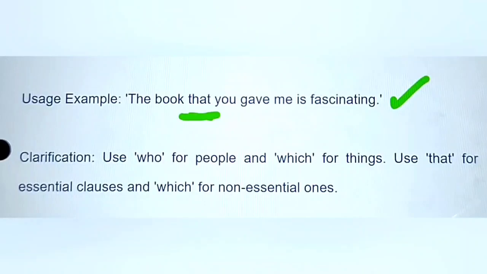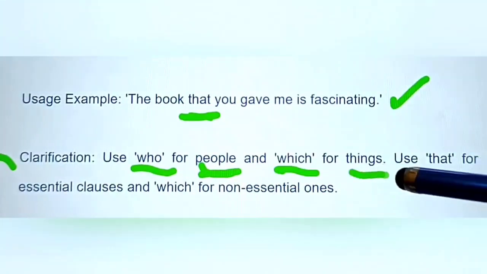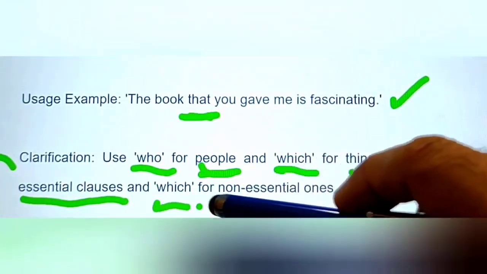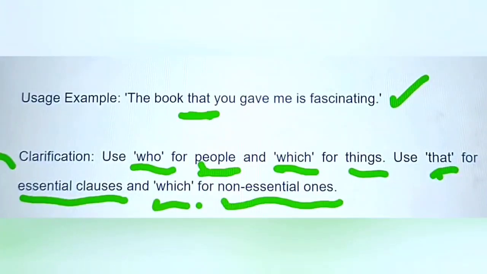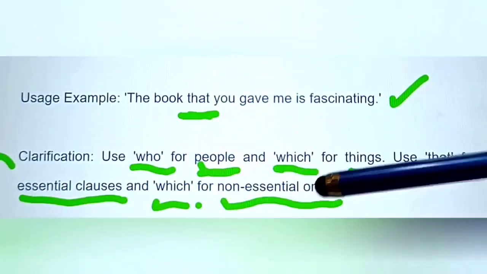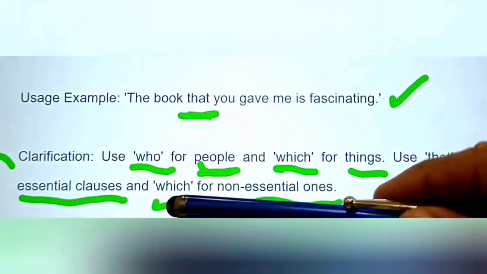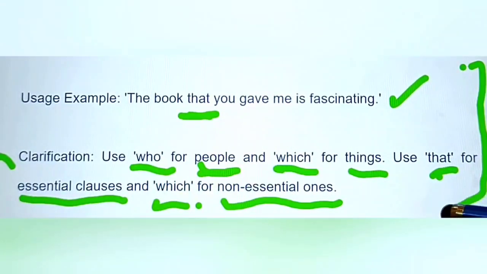And we have further clarification. To remember relative pronouns easily, use who for people and which for things, and use that for essential clauses and which for non-essential ones. So we can remember relative pronouns by using who for people, which for things, that for essential clauses and which for non-essential ones. Hopefully you understand relative pronouns here very well.